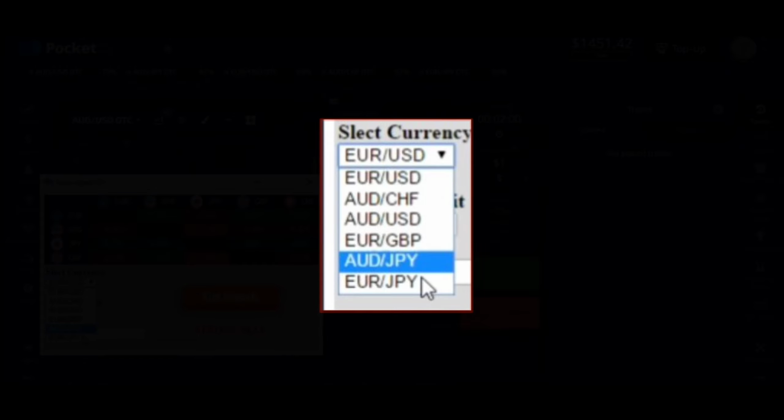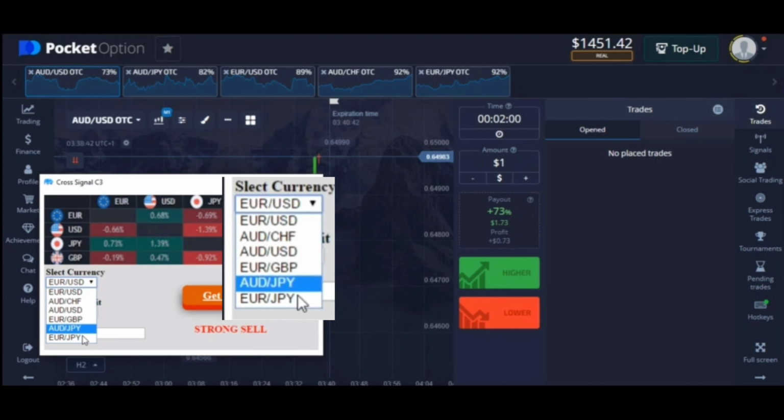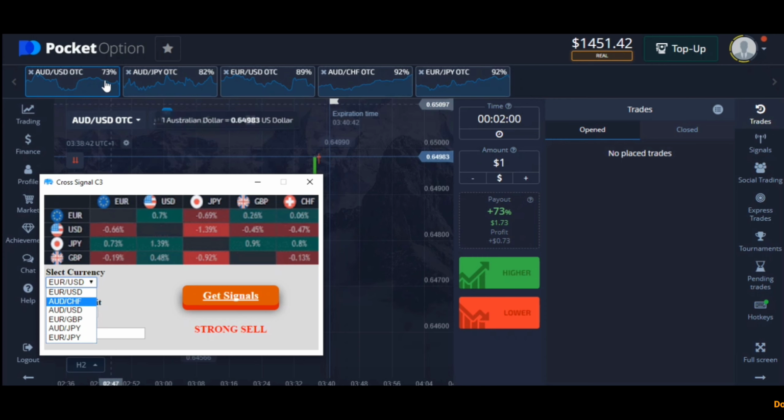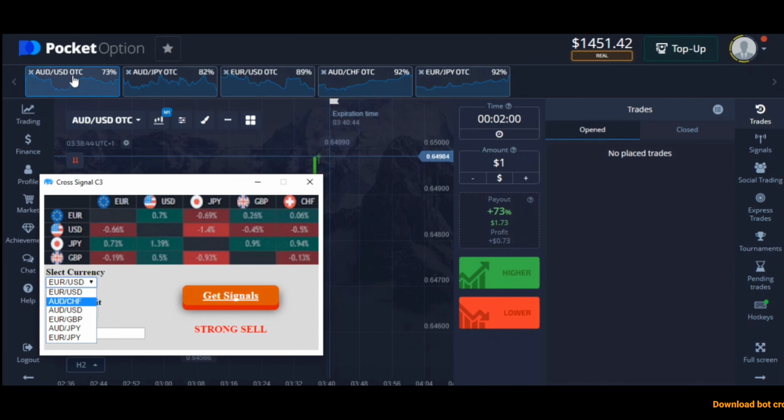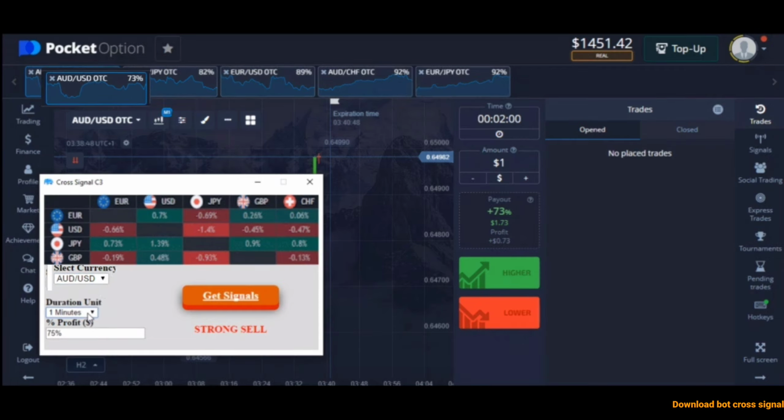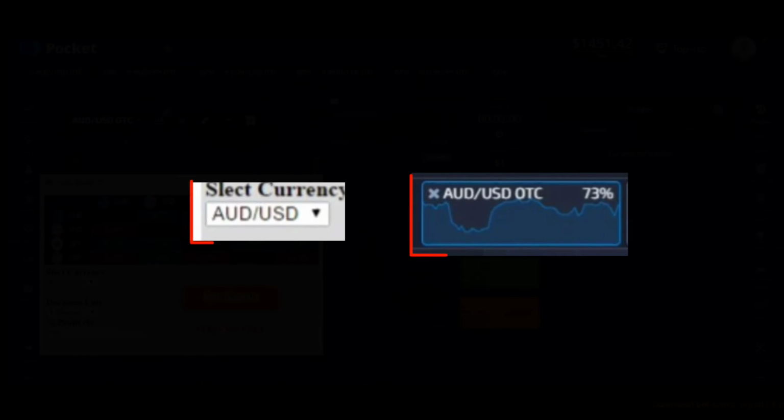This is a cross-signal C3 bot market that you can choose and use in this trading. The pocket option market I chose in this trade. Make sure the market you choose is available on the market cross signal C3 bot, then you match it with the pocket option market you choose.